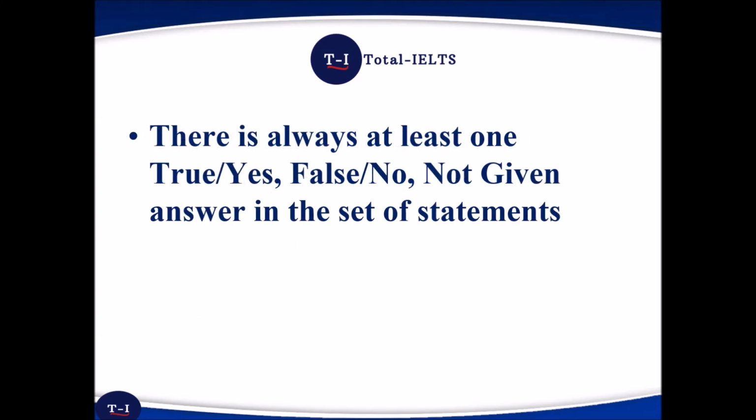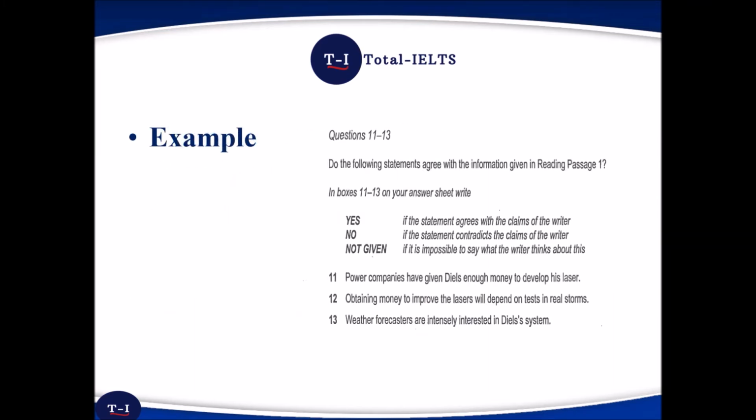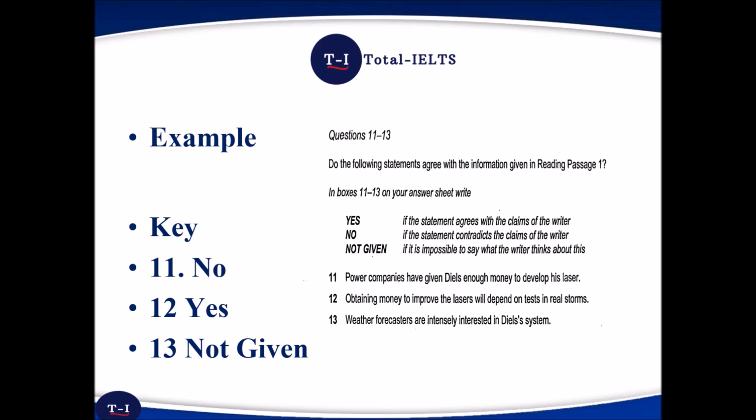There is always at least one true/yes, false/no, not given answer in the set of statements. So your answers must include at least one of the options. And if it doesn't, you've answered incorrectly. For example, here in questions 11 to 13, it has one of the options.